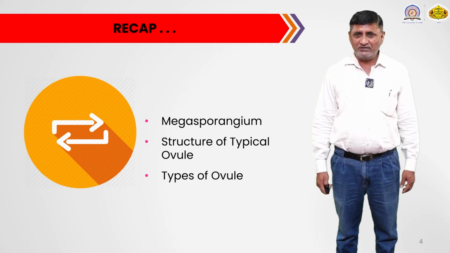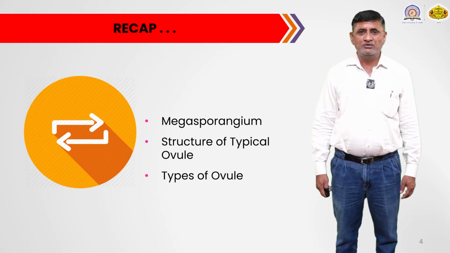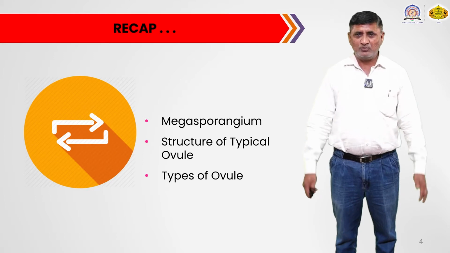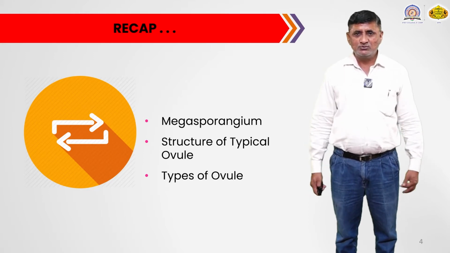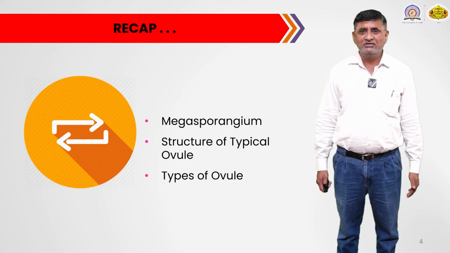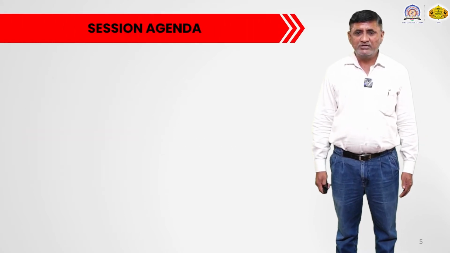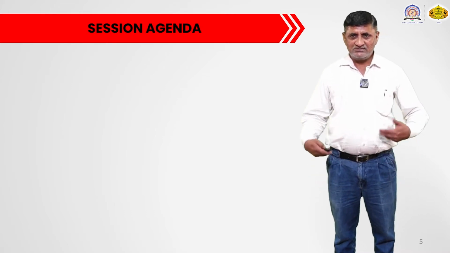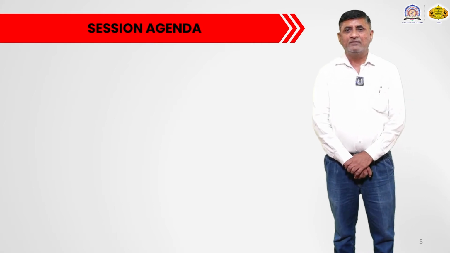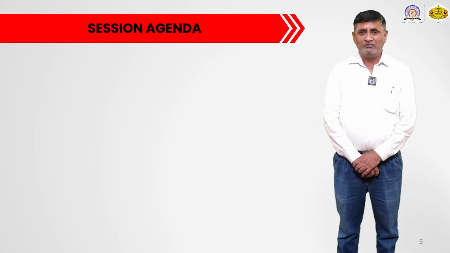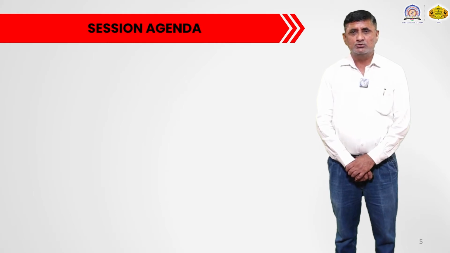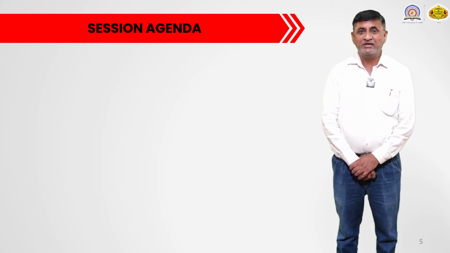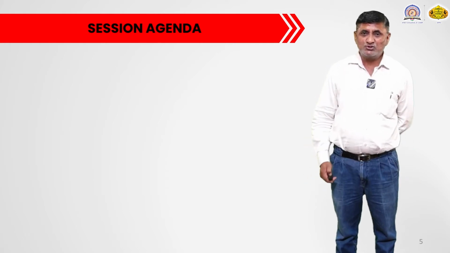There are about 5 different kinds of ovule on the basis of the position of the micropyle and stalk. So these things we studied in the previous video. Today we will study the related topic, megaspore development, that is Megasporogenesis, and the types of Megaspore tetrads in the angiosperm or flowering plant.